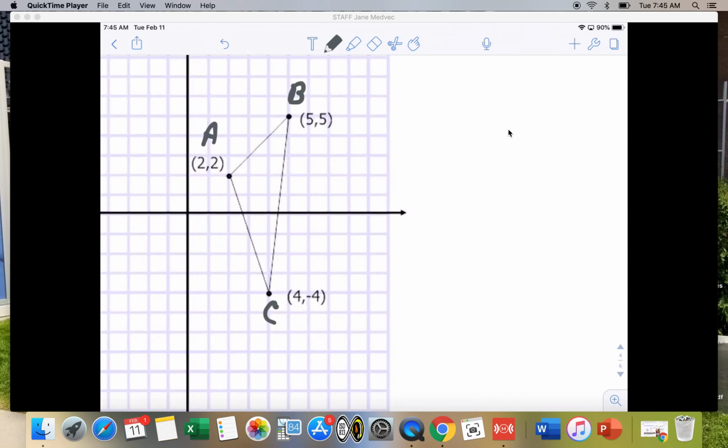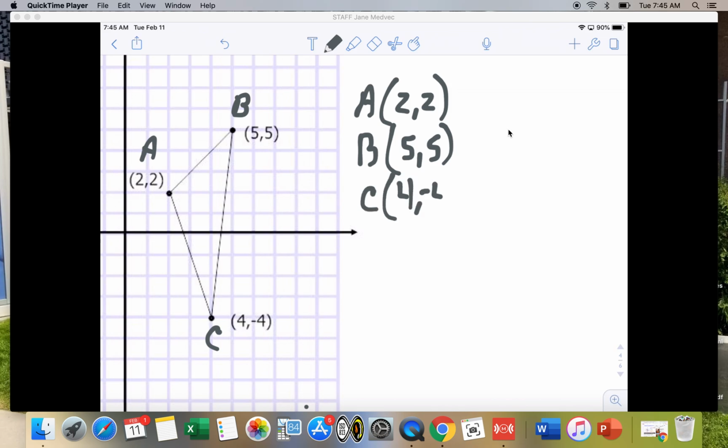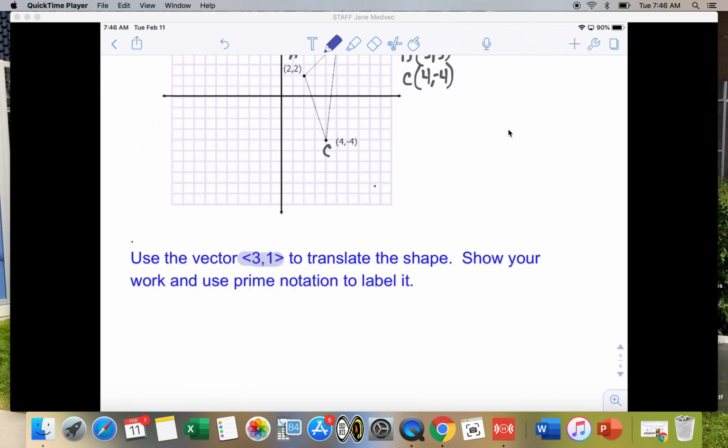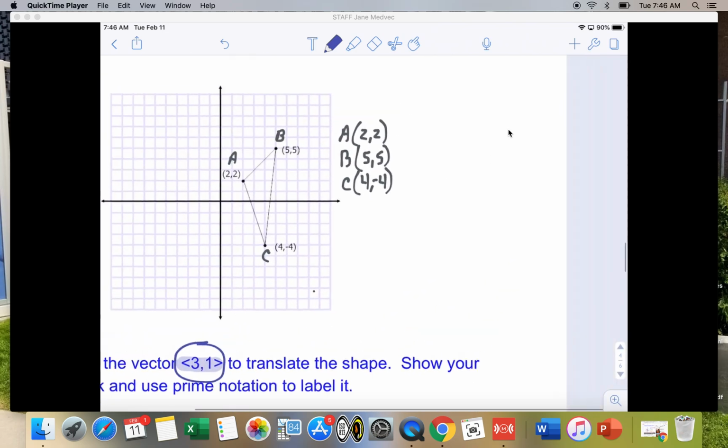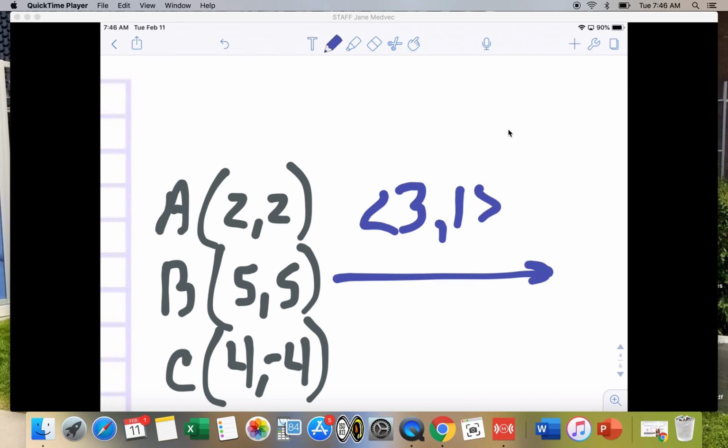And then I'm going to come off to the side and I'm going to go, okay, my A is 2, 2. My B is 5, 5. And then my C is 4, -4. And then it asks me to move it according to that vector. And you'll notice that that direction is down here. It's 3, 1. So I'm going to go up here and do a little arrow and put 3, 1. And you'll notice that it's not a parenthesis. It's more of a caret because it tells you how to move it.